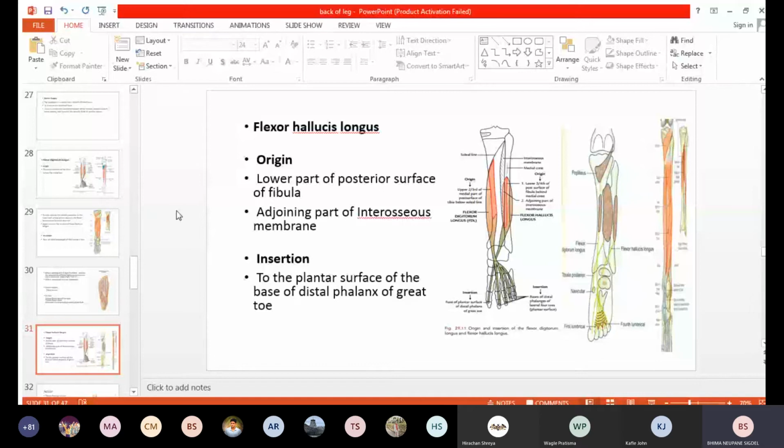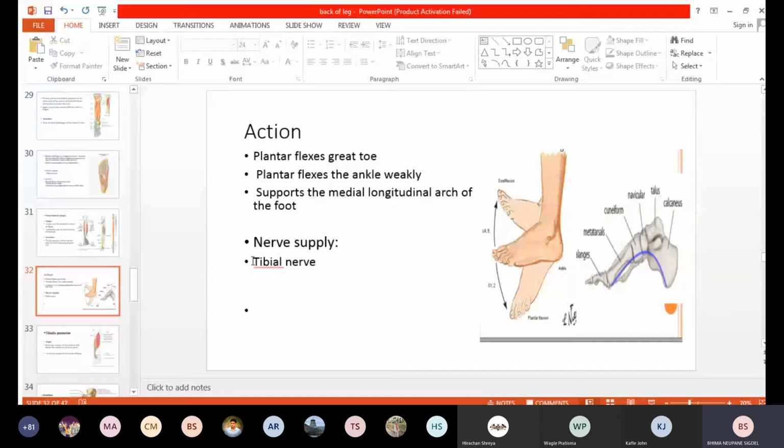So one point you have to remember here also is that it passes just below the sustentaculum tali. There is a groove for the flexor hallucis longus, I'll show it here after some time. Below the sustentaculum tali of the calcaneus, there is a groove for the flexor hallucis longus, which is finally inserted into the base of the distal phalanx of the greater toe.